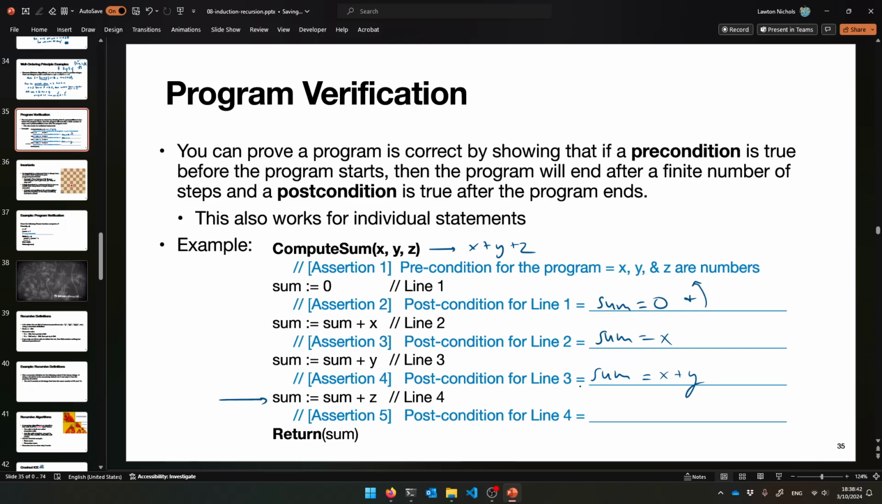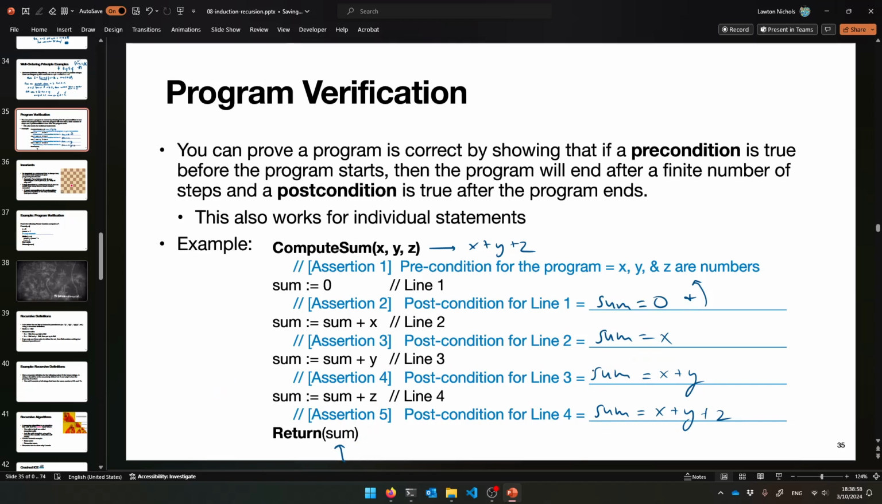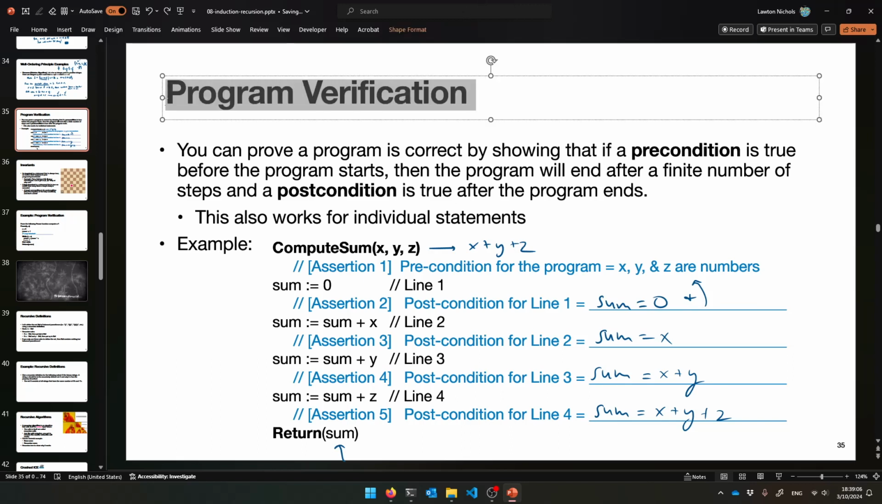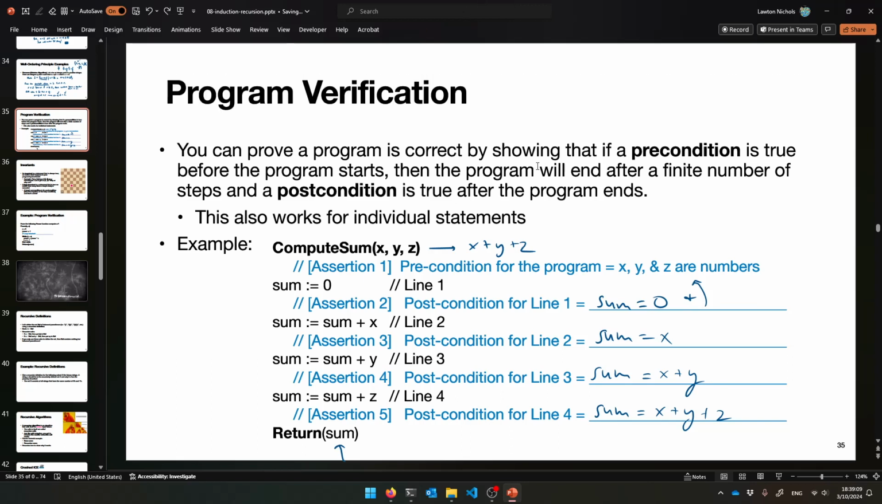And so I have one more line to run. This is its precondition. I know I've just proven that this is true before. What's true after now? If sum is equal to this, and I'm adding z to that, what's the final thing in sum? Sum is equal to the original x plus y plus that z. All right? And that's what I'm returning. And sum is equal to this value, which is what I needed to show. That's how you can legitimately prove that your program is correct. You're verifying that it's correct. And just implicitly, we've shown that it's going to end after a finite number of steps. There's no loops, so there's no question about that.